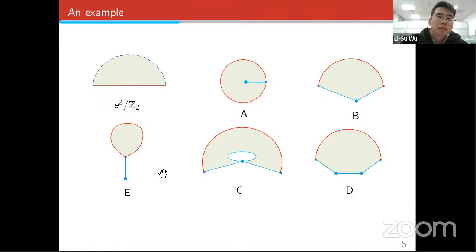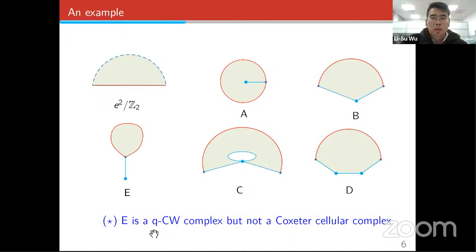Moreover, this is a space we get if we attach all the boundary to a single point. But this construction cannot preserve local groups, because this is a regular point attached to this singular point. So E is a CW complex, but not a Coxeter cellular complex.